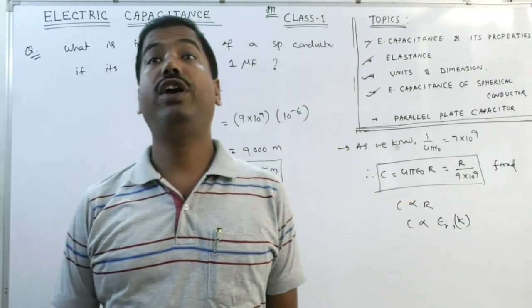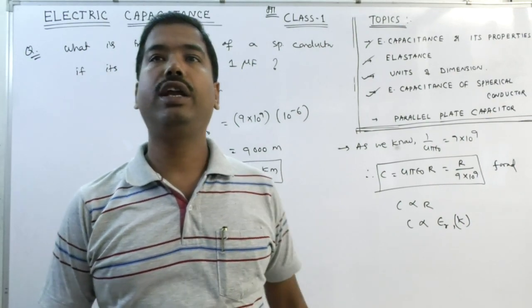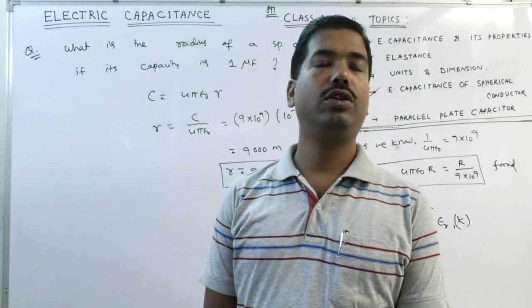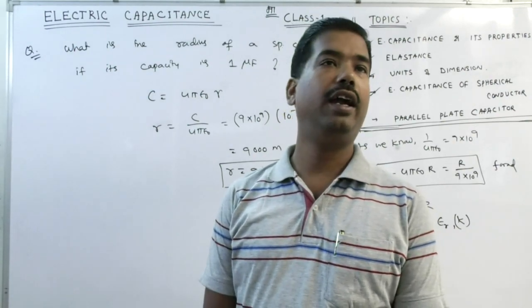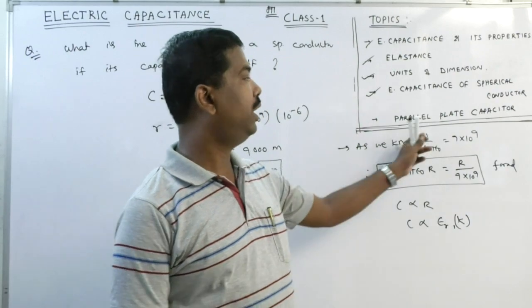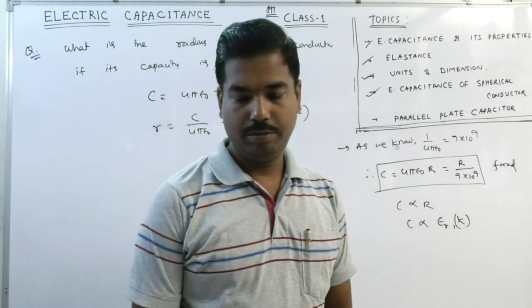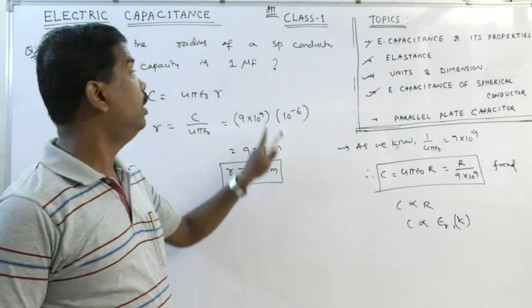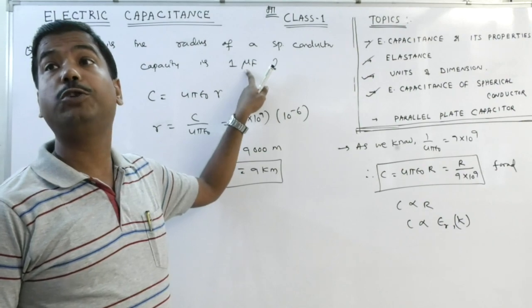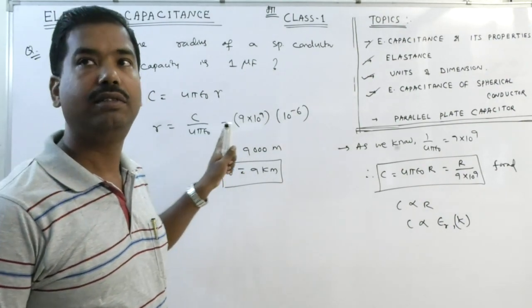So it is very difficult to create such a spherical conductor. So this capacitor is rejected and the concept of the parallel plate capacitor is introduced. Clear? Because the radius is 9 km for a capacity of 1 microfarad, it is quite impossible, so this concept is neglected or rejected.